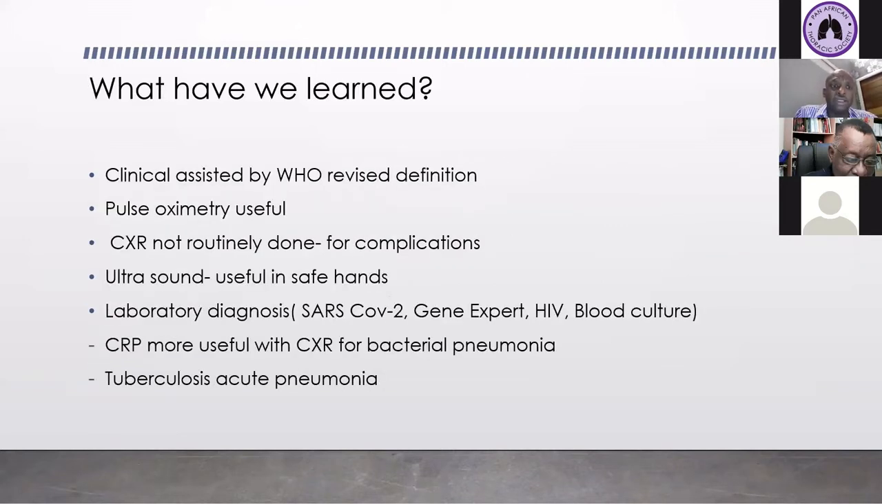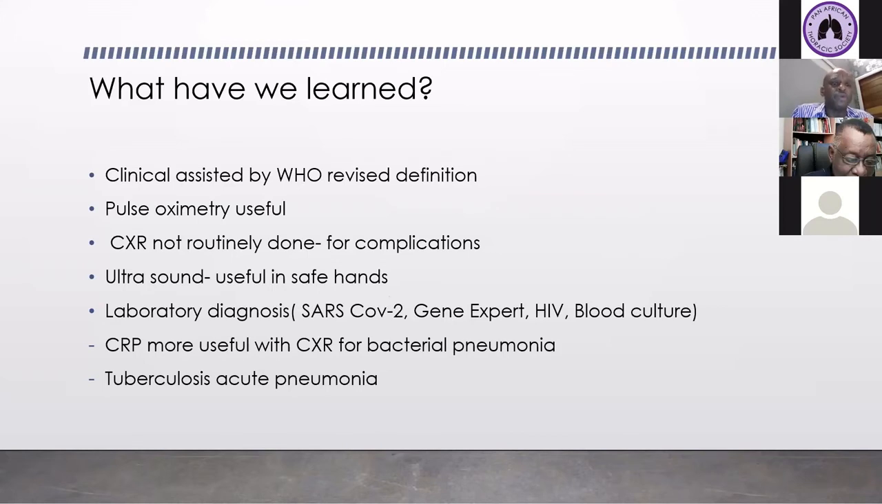What have we learned? We know that we've got a beautiful WHO classification, a revised definition of pneumonia, which assists us in clinical care. Pulse oximetry is a very useful measure, and it can help us decide the severity of the pneumonia, and the level of evidence is very high. Chest X-ray must not really be routinely done. It must rather be left for complications. Ultrasound can be useful in safe hands.